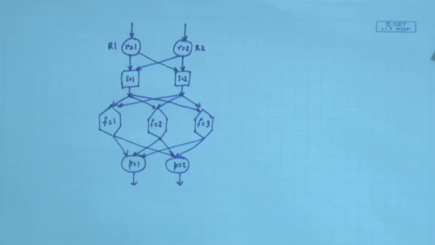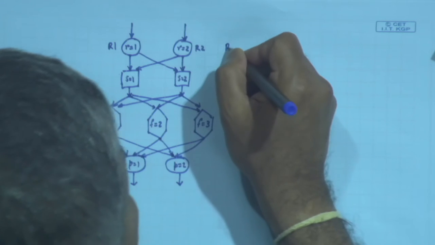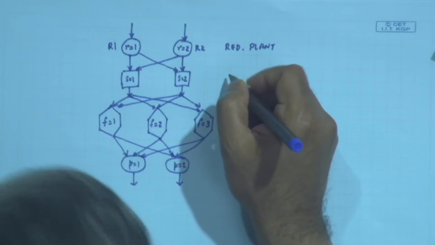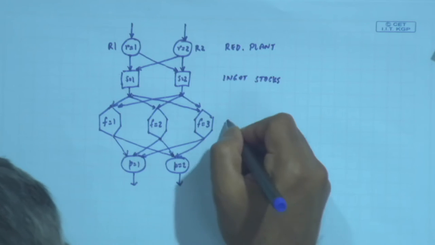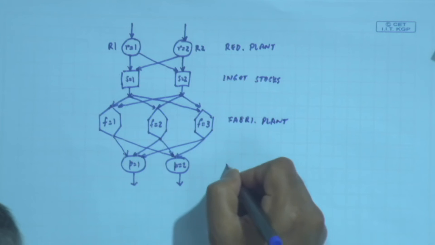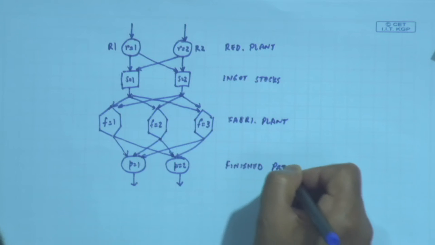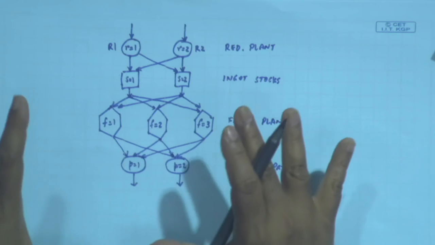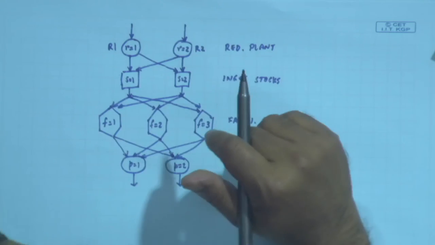So this is my network that you can see. R1 and R2 here are the reduction plants, and these are processing two ingot stocks, and these are fabricating plants, and these are finished products. So when you go and talk to some industry and they describe the problem, they would just give you such statements, which are written here. You need to come back to your office and try to understand how the flow of the whole material is. So sometimes you need to produce such block diagrams.